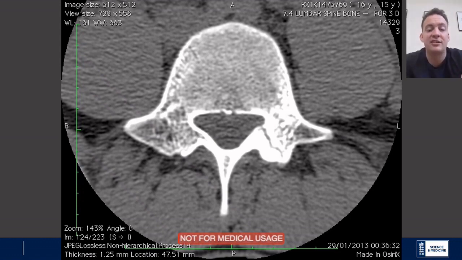Typically, we can image these using CT or MRI. So you can see here on the right-hand side of the image, we can see a clear fracture line through the bone, and these typically occur at the pars or the pedicle in cricket fast bowlers.